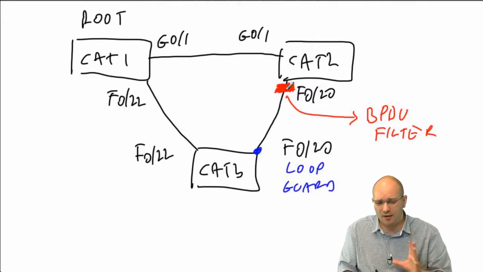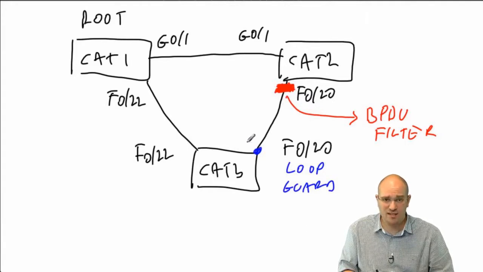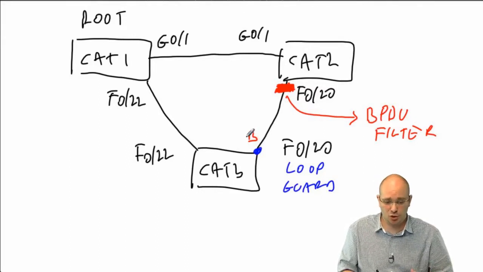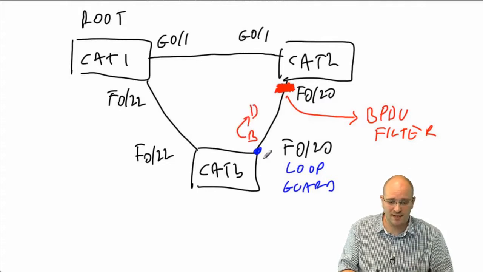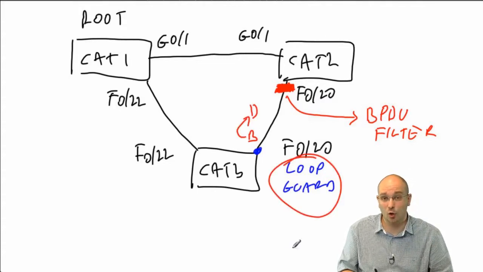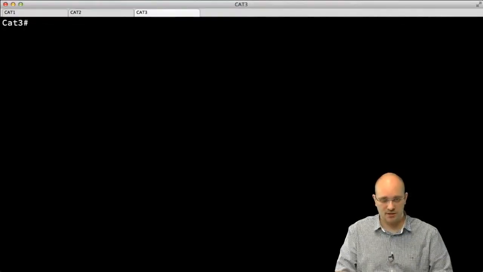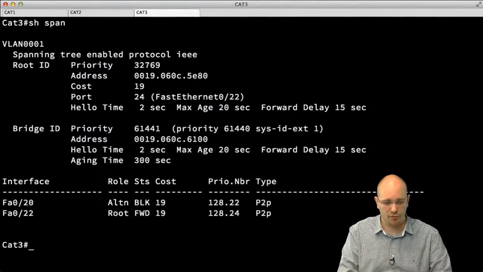So if I configure the BPDU filter on Cat2, suddenly Cat3's port, which was a blocking port here, is going to stop receiving BPDUs. When it stops receiving BPDUs, it should transition to become a designated port unless LoopGuard prevents it from doing so. So let's jump into our terminal and confirm that spanning tree operates as we expected.